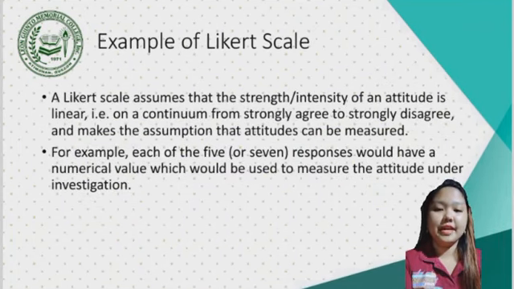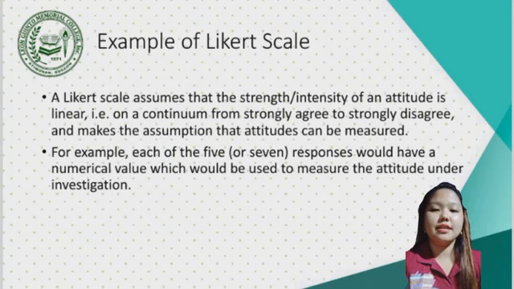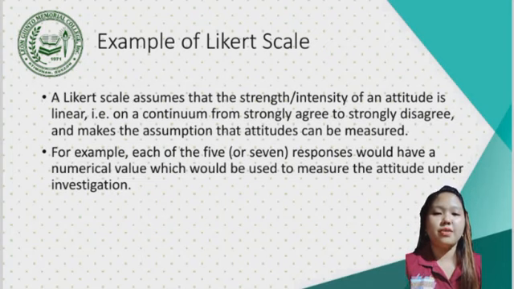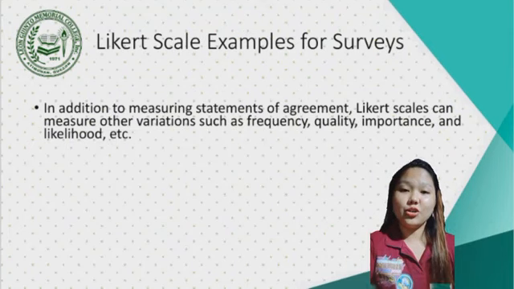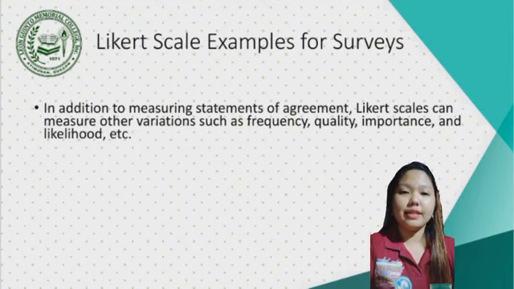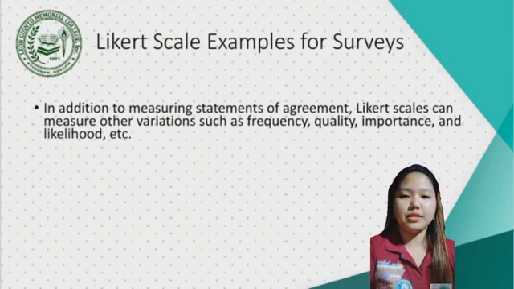A Likert scale assumes that the strength or intensity of an attitude is linear, for example, on a continuum from strongly agree to strongly disagree, and makes the assumption that attitudes can be measured. For example, each of the 5 or 7 responses would have a numerical value which would be used to measure the attitude under investigation. In addition to measuring statements of agreement, Likert scales can measure other variations such as frequency, quality, importance, and likelihood, etc.